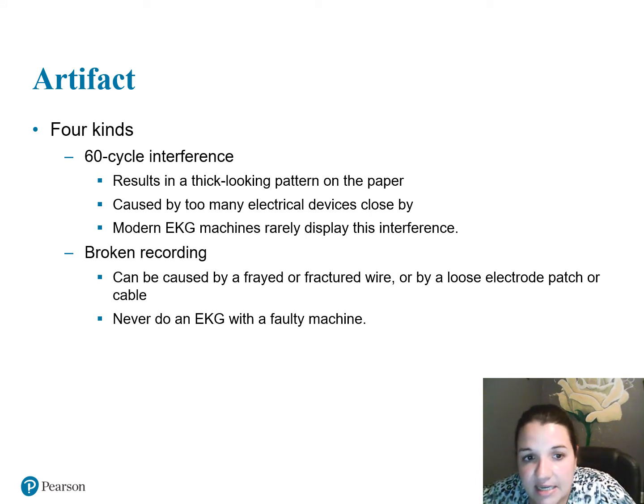Now, when you get to EKG 2 and we start doing these in class with each other, the major artifact that you're going to notice is your broken record, because we don't have the best electrodes to practice with. The electrodes, the stickers, don't seem to stay on. So you'll find that one of the leads will give us that broken record recording because it simply had come unattached.